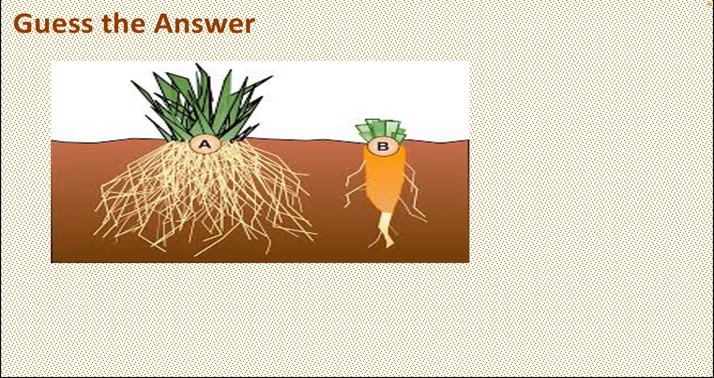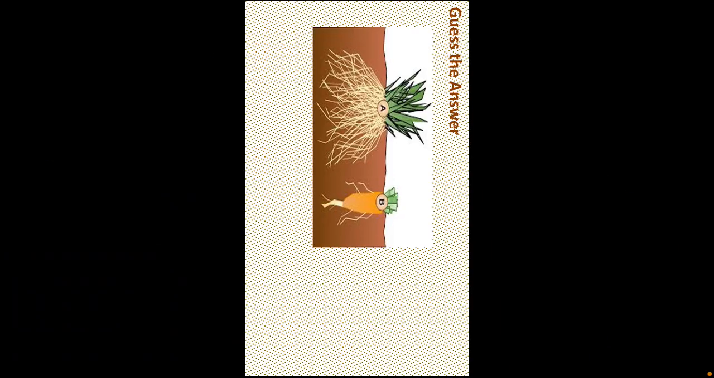In the last slide, you will see a picture. One diagram is identified with A, another diagram is B. Now which root system is fibrous and which root system is a taproot? Now you have to tell us. Write your answers on the paper and show me.